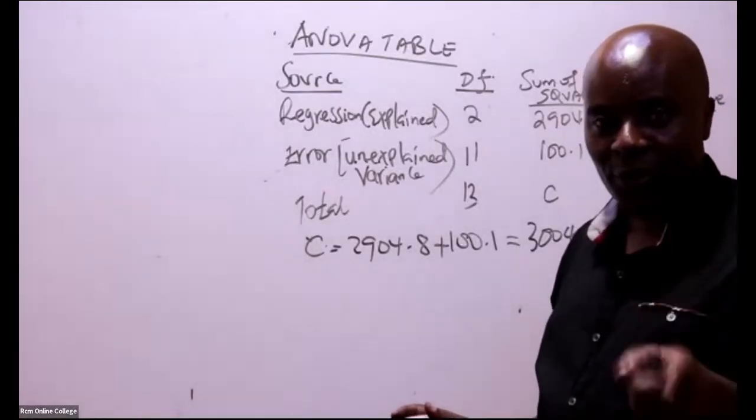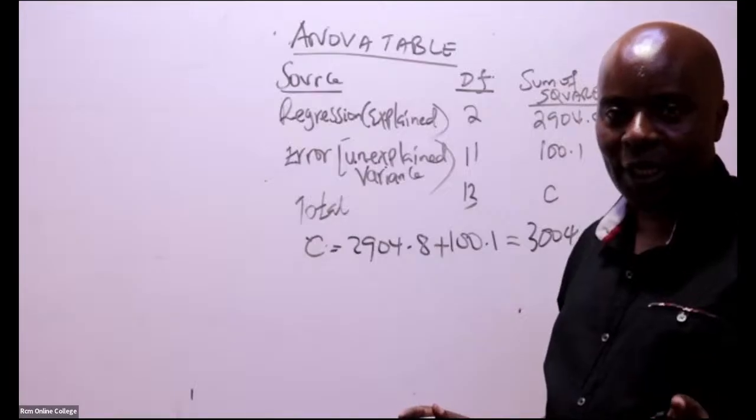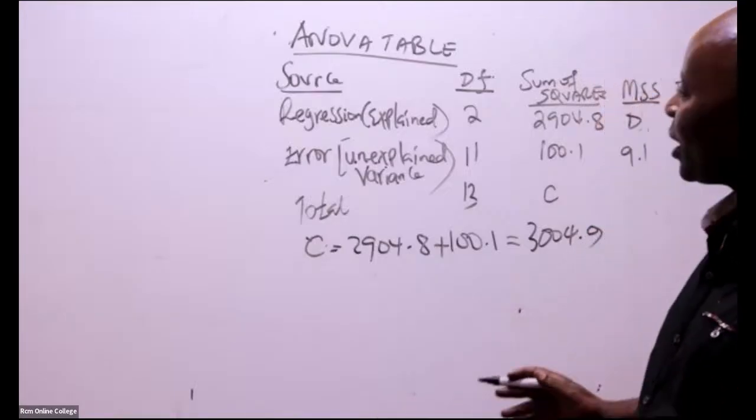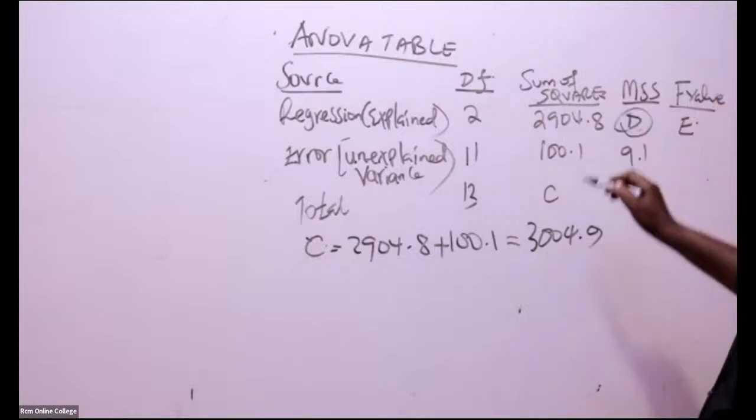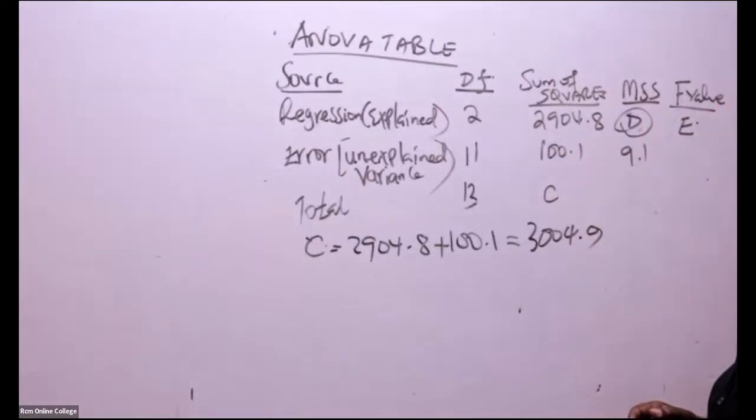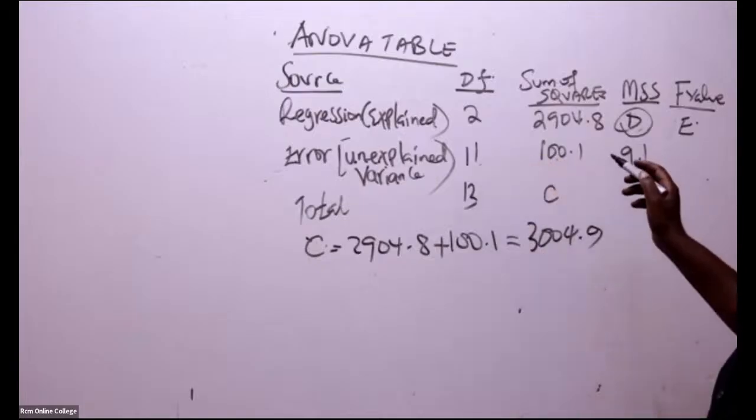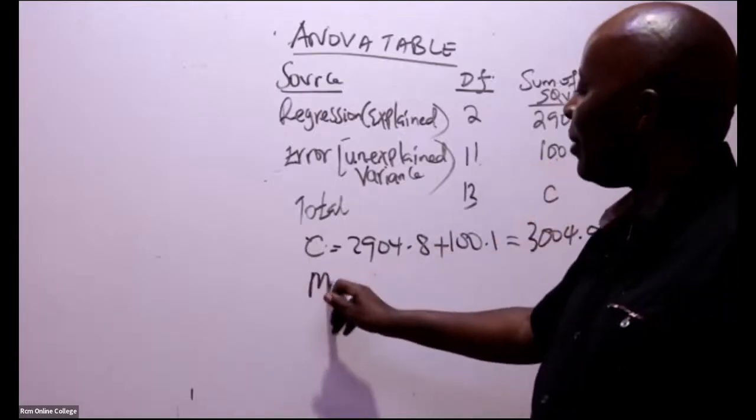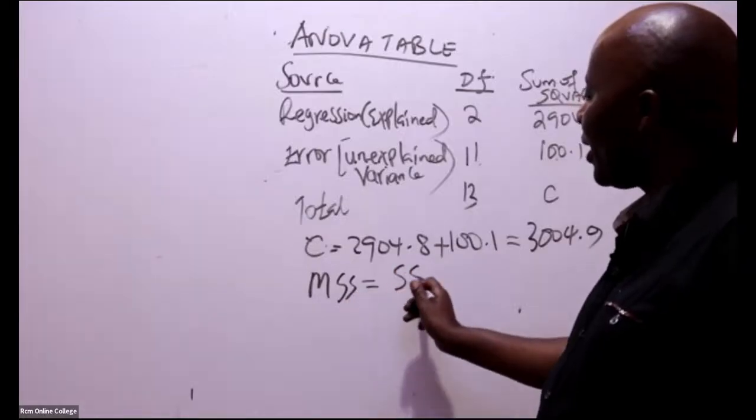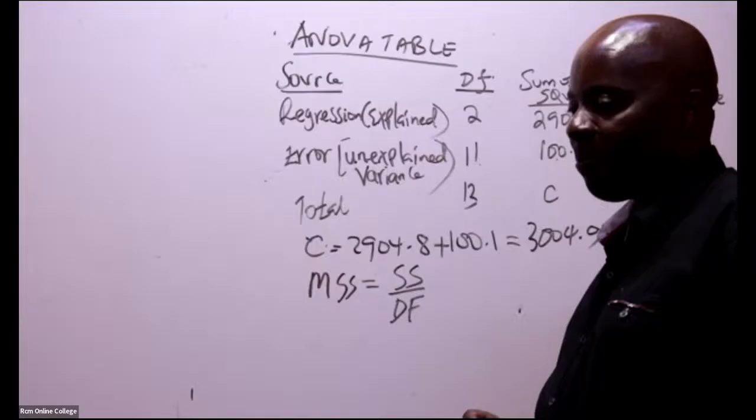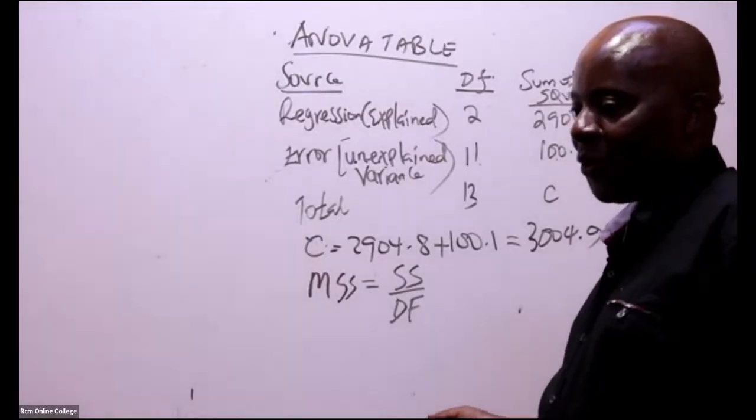Last semester, you were not able to get those answers, but don't worry. You'll see this next one, you'll be able to get it right. What do you think we shall do to get this D? D is the mean sum of squares. Mean means division. To get the mean sum of squares, you normally take the sum of squares given divided by the degrees of freedom.